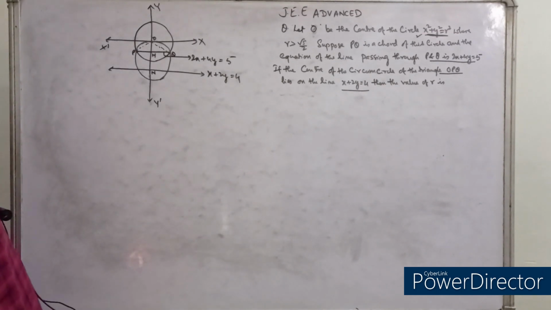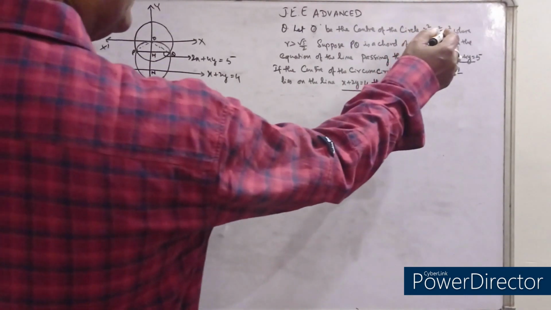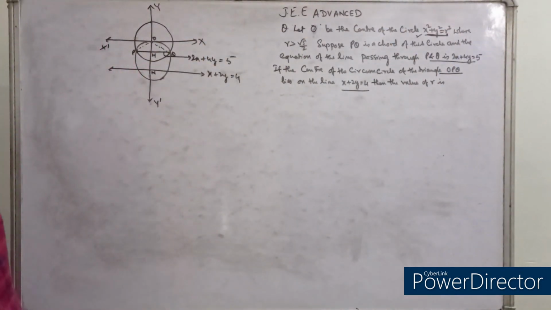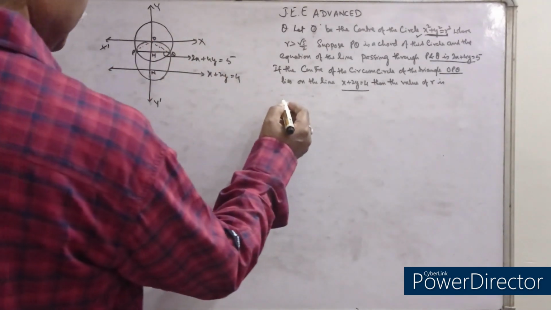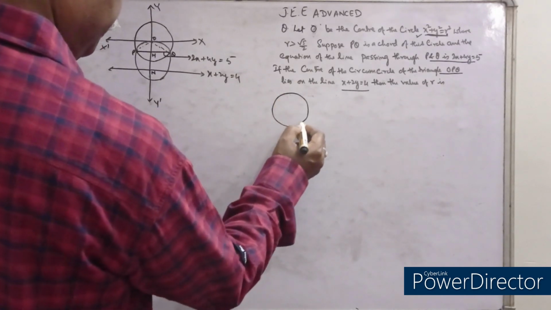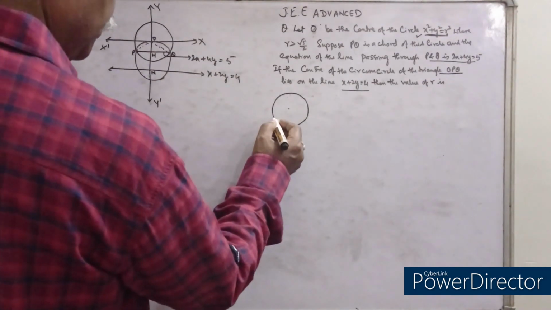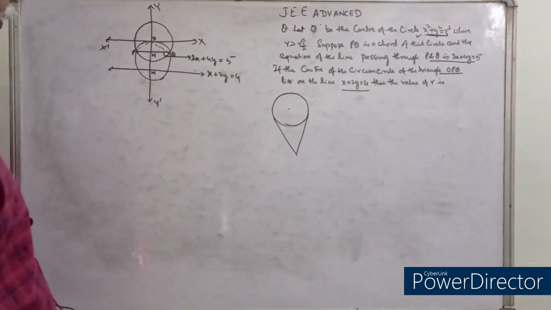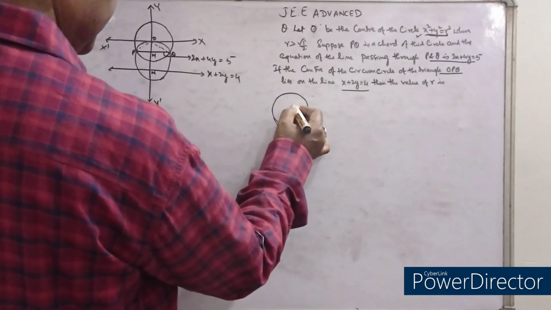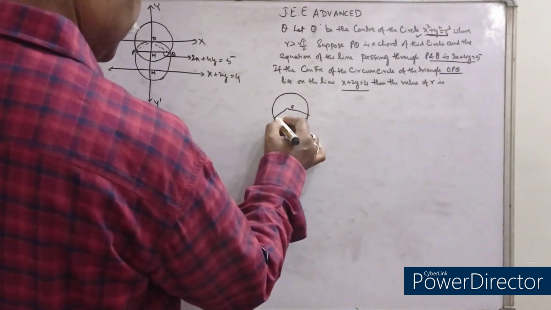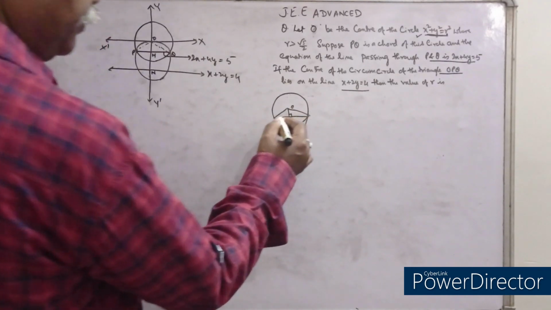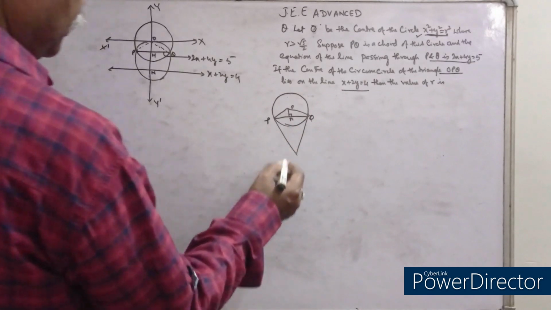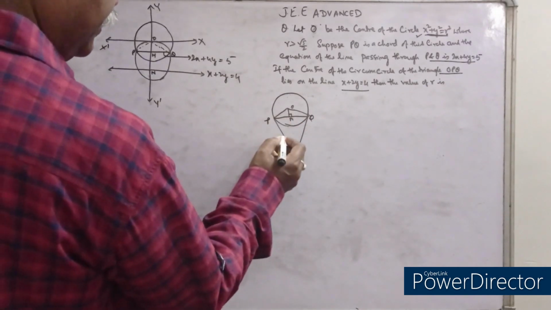So here we have to find this radius R. Now, in class 10 you have read all this. Suppose this is a circle, and this is the center. These two are the tangents, and here this is the center. You know that this will be perpendicular to this chord PQ, because you are drawing two tangents, and these tangents are equal.